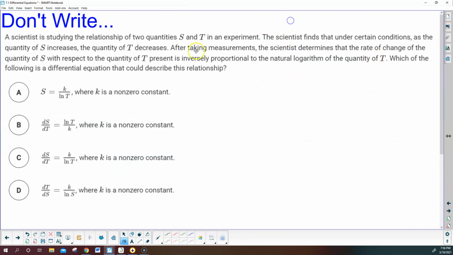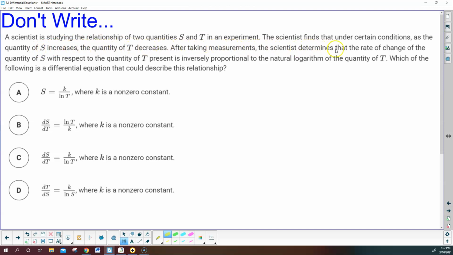Let's try another one. Okay? And if you want to, you could hit pause right now. Since it's multiple choice, you might be able to try this one on your own. But it says, which of the following is a differential equation that could describe this relationship? So we're trying to set up a differential equation again. Well, let's read through this. A scientist is studying the relationship of two quantities, T and S, in an experiment. The scientist finds that under certain conditions, as the quantity S increases, the quantity T decreases.